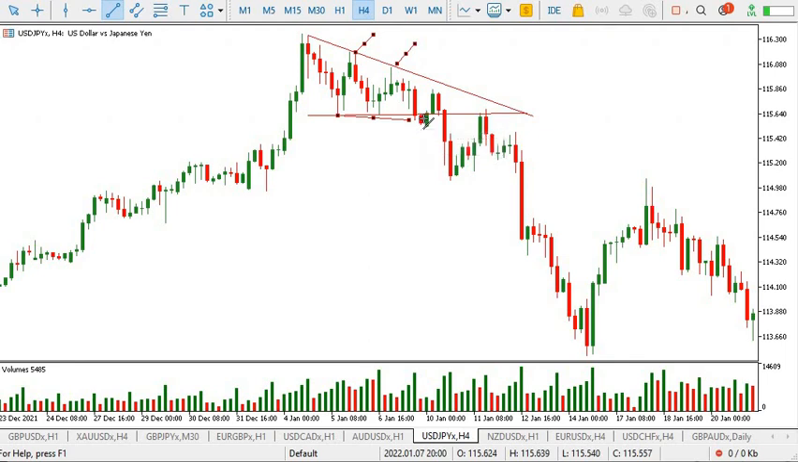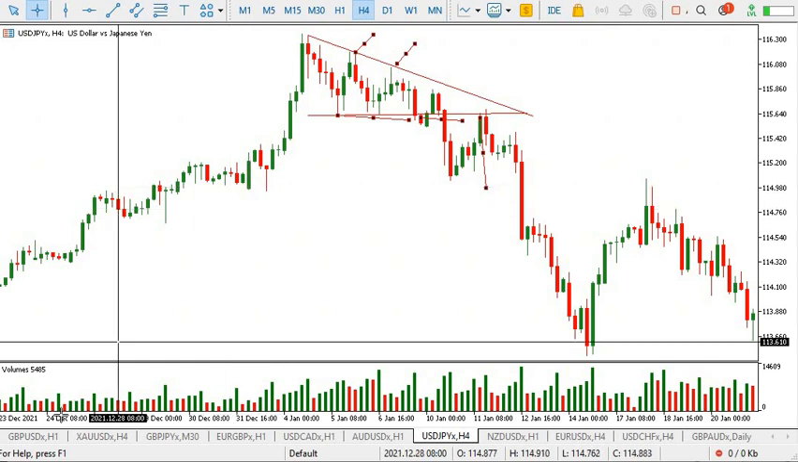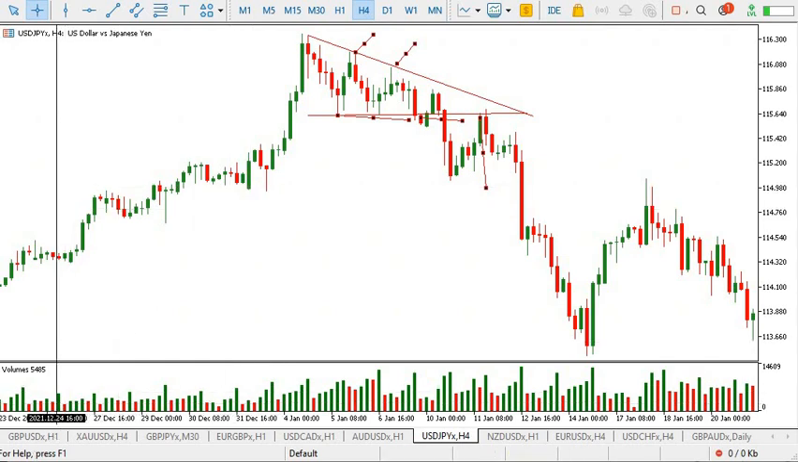So here we would have set our entry below and targeted as many pips as it took for the market to form the descending triangle, and it is about 65 pips. So this would have been our first target, and as I said, we can set the second target at the previous lows on the chart. So this is how we are going to trade the symmetrical triangle, ascending and descending triangle.